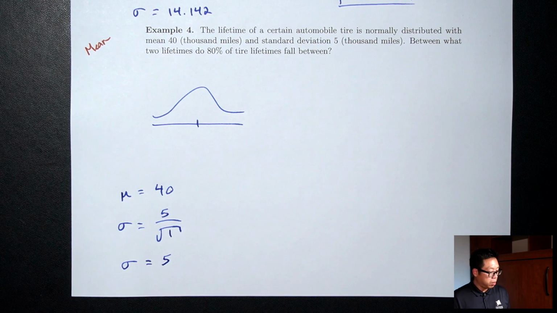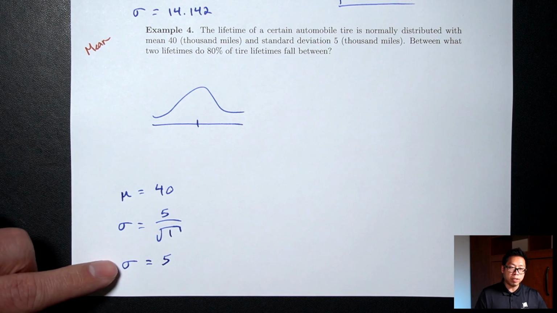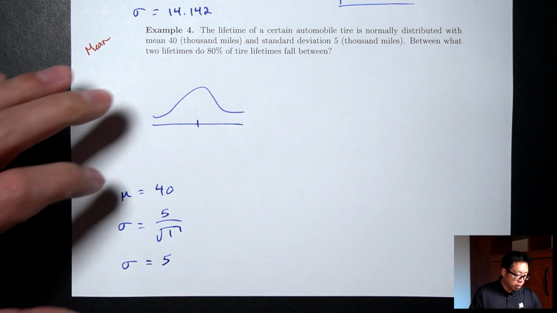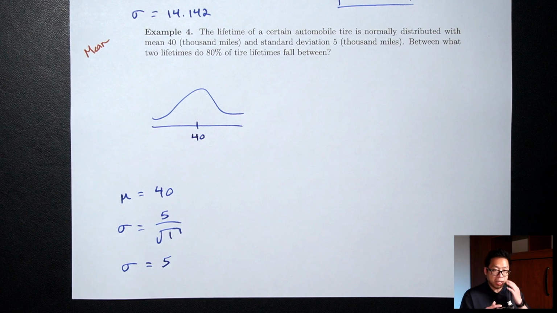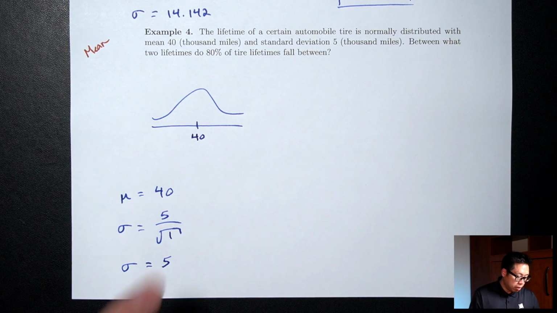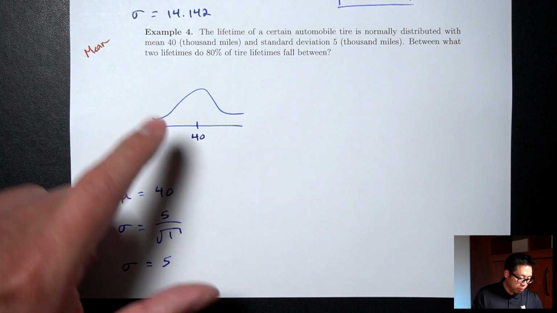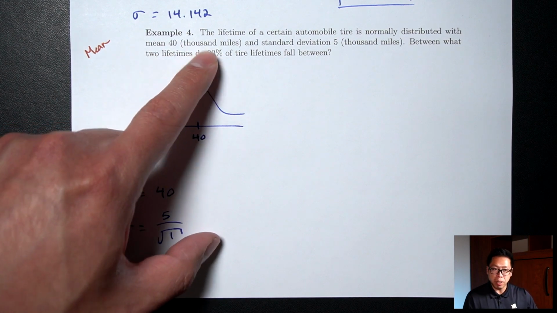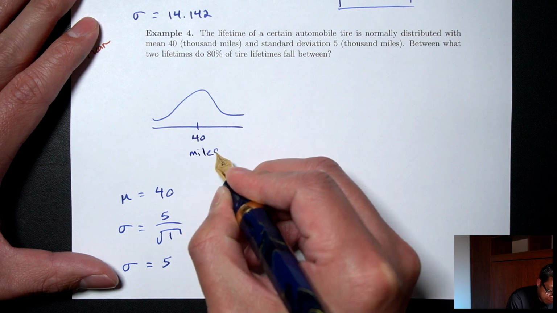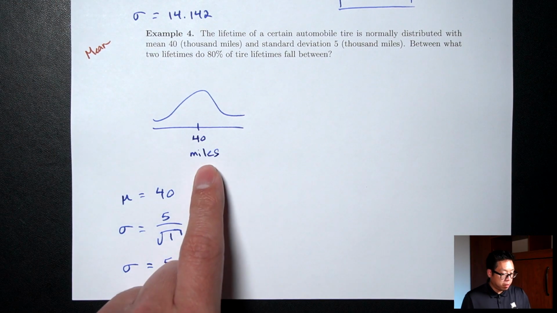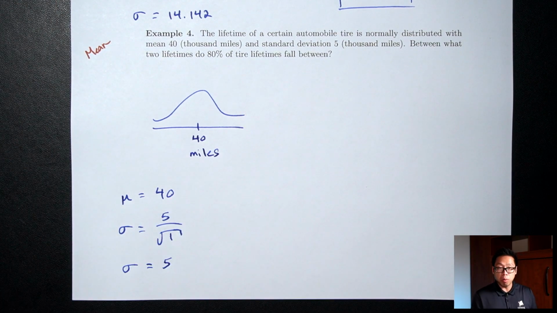Okay, so the mean we're going to use is 40, the standard deviation we're going to use is 5. Then we put the mean in the middle. And because it's the mean question, I do want to label this x-axis. So what is this 40? It's 1,000 miles. I'll just write miles. So anytime I see miles or tire lifetime, that's referring to an x.